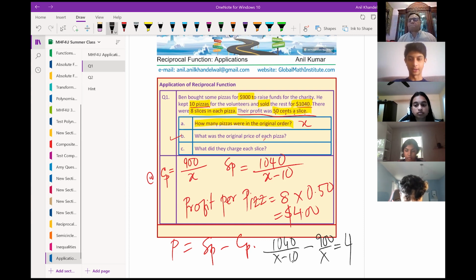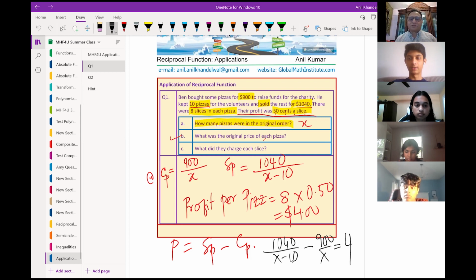Sir, and then you solve for X, right? Yeah, just multiply by the common factor, X times X minus 10. So you'll get a quadratic equation. Solve that quadratic equation to get your answer. But important part is, is this equation clear to you?